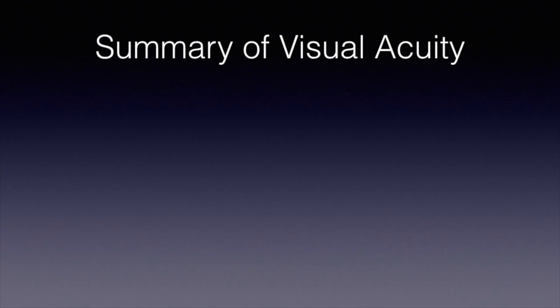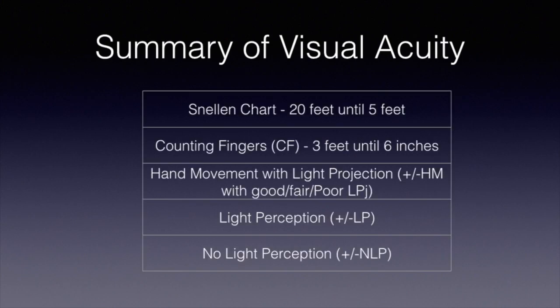In summary, the following is the sequence to determine the visual acuity score. We only proceed to the next phase in the sequence if the patient fails to perceive the visual stimulus presented, like letters or optotypes in the Snellen chart, counting fingers, hand motions, or light source.